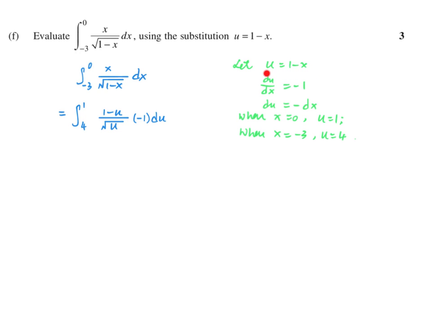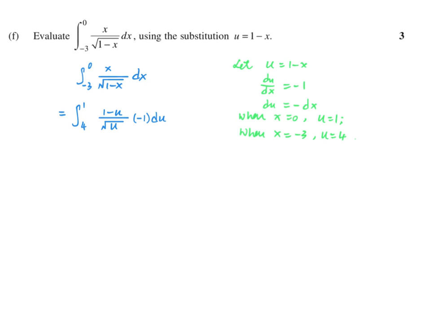We do differentiation with respect to x on both sides. We will have du/dx on the left hand side, and the right hand side we only get minus 1. Therefore, du/dx equals minus 1, which means du equals minus dx. And then we change the upper and lower limits of this integration. When x equals 0, 1 minus 0, u equals 1. When x equals minus 3, 1 minus minus 3, u equals 4.